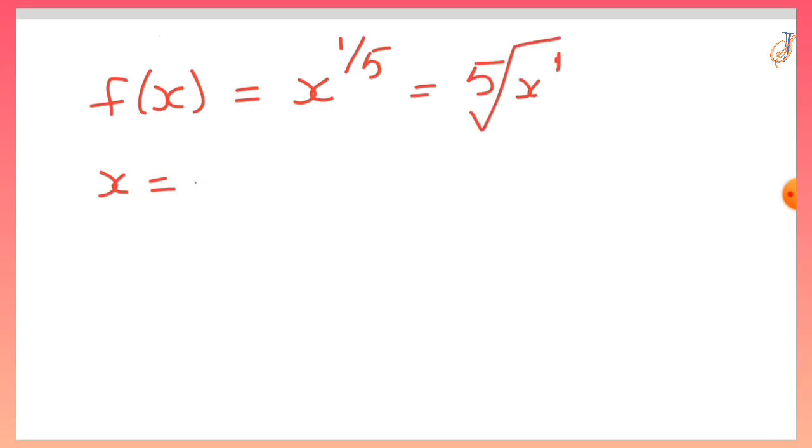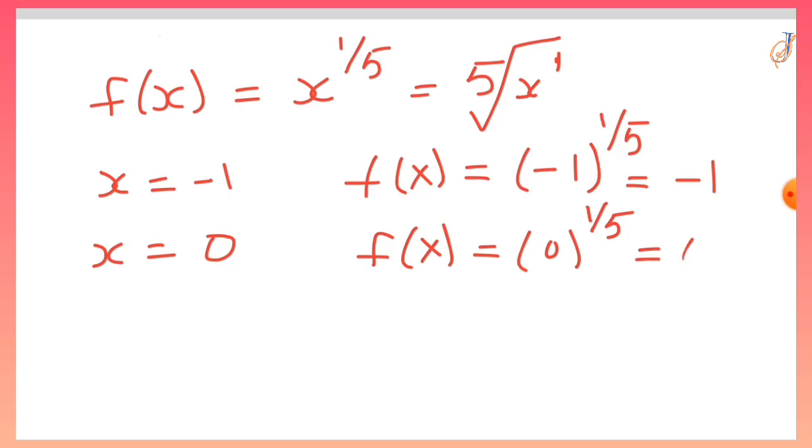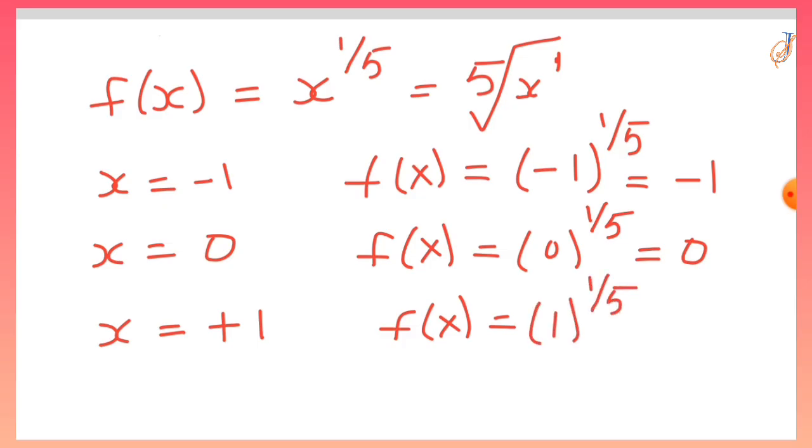Suppose you plug in minus 1, then f of x is going to be minus 1 whole power 1 over 5. The value is minus 1. If you plug x equal to 0, then f of x is 0 power 1 over 5. The value should be 0 only. Suppose you take positive 1, then f of x is going to be 1 whole power 1 over 5. The value is 1 only.